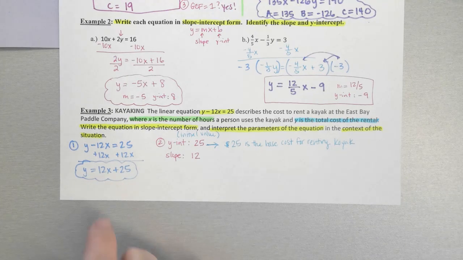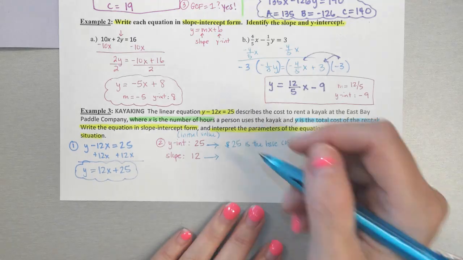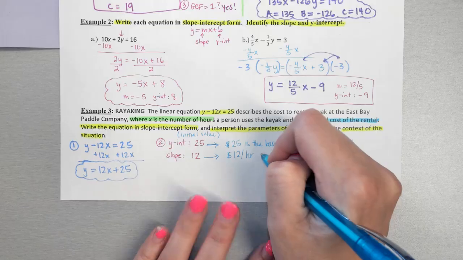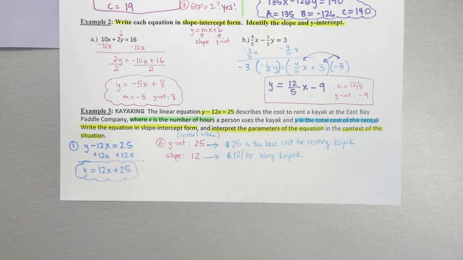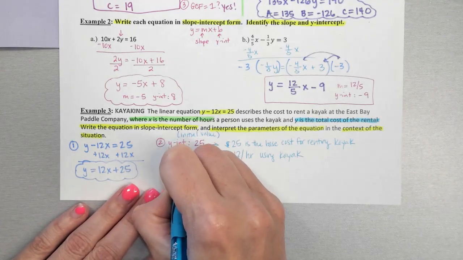Okay, and the 12 is with the x, so the 12 represents what? Yes, okay, so the hourly rate, right? So it's $12 per hour where you're using the kayak. Okay, so you have your initial value, and then this is your increasing value.